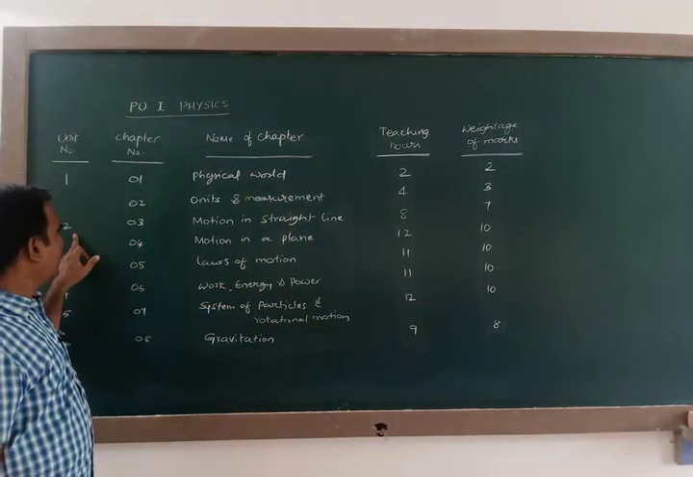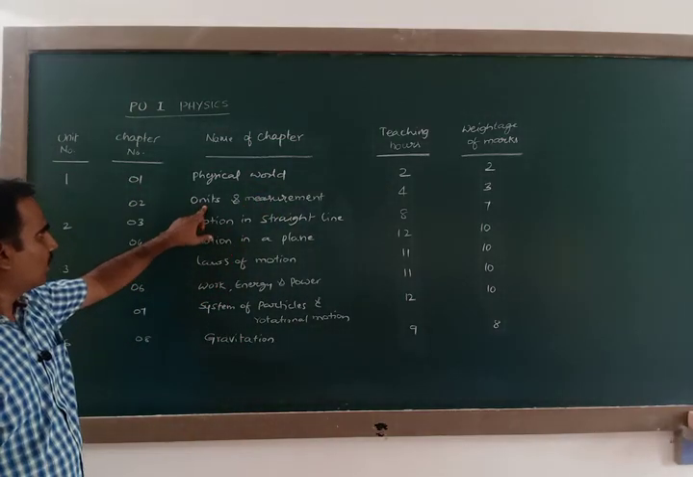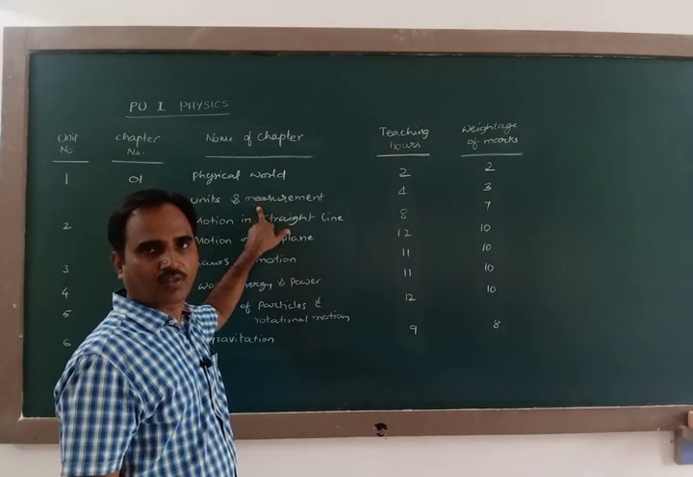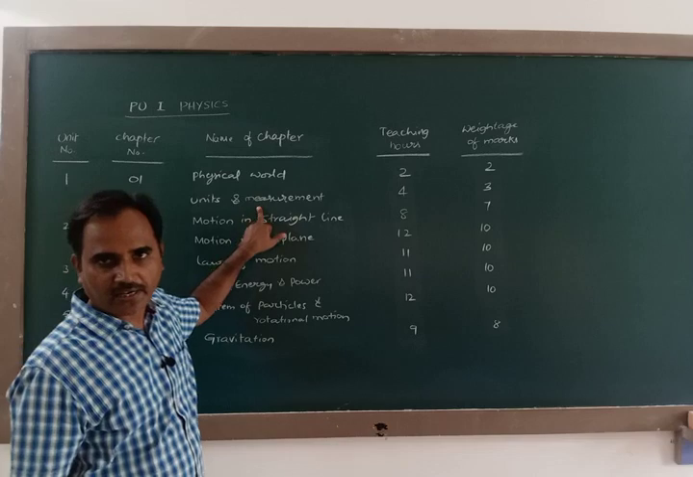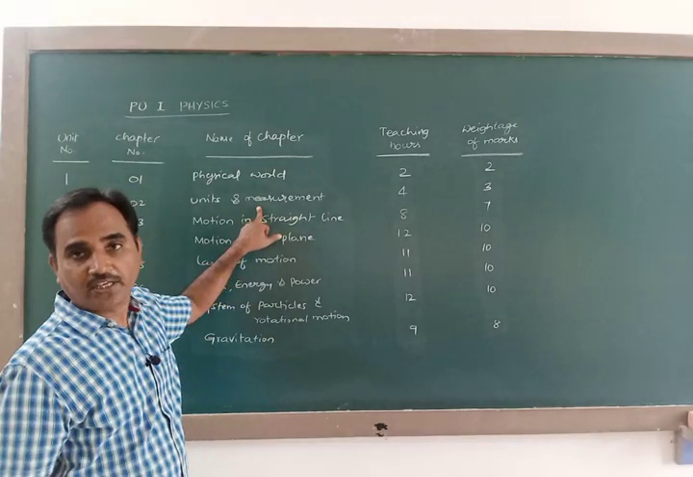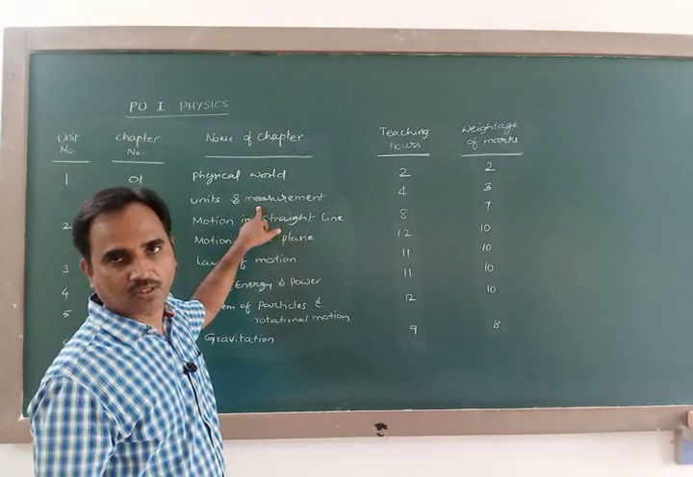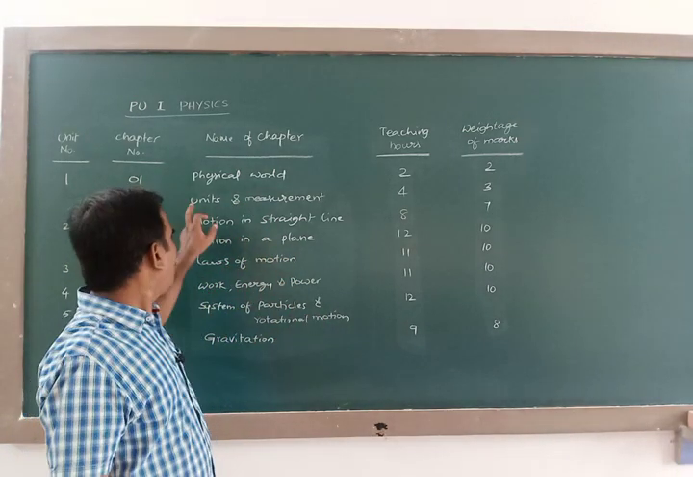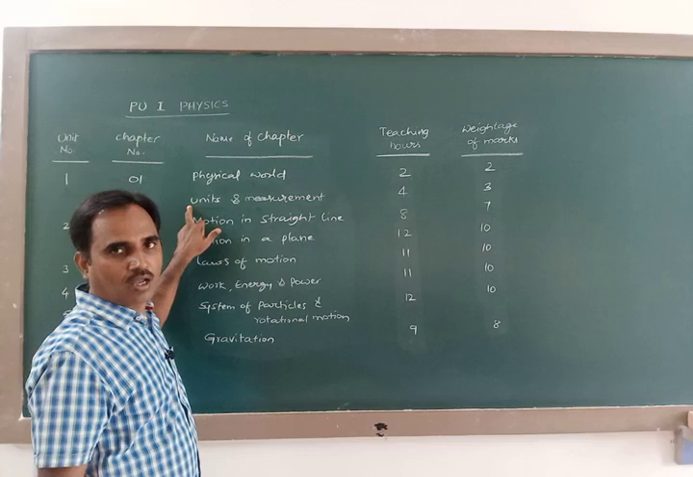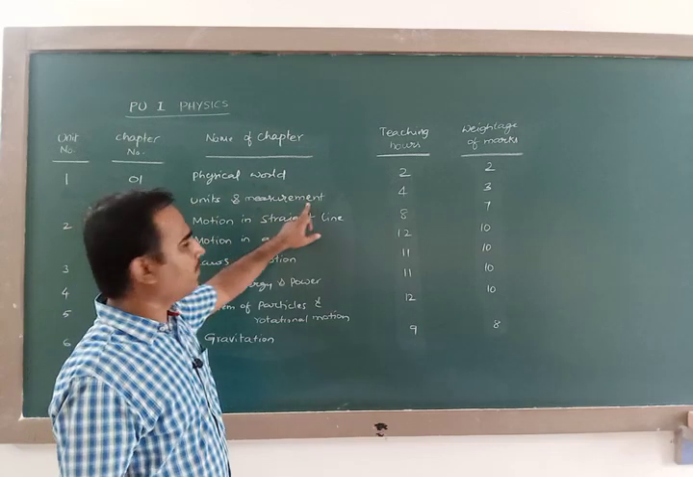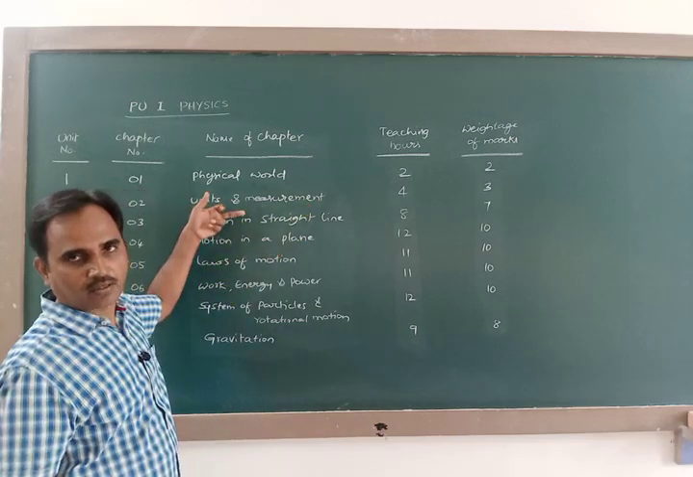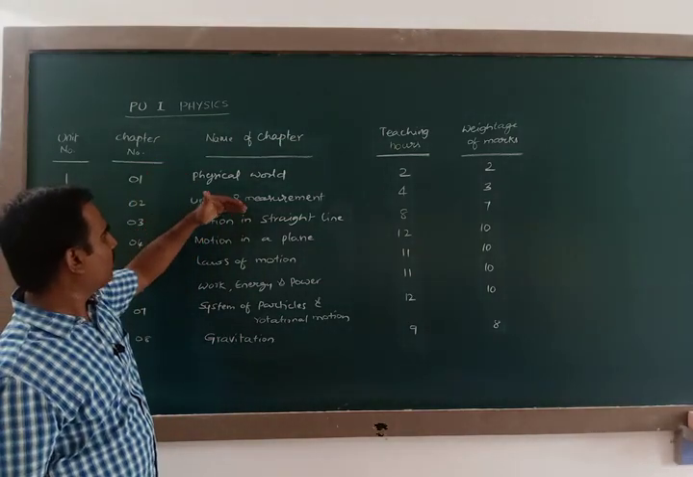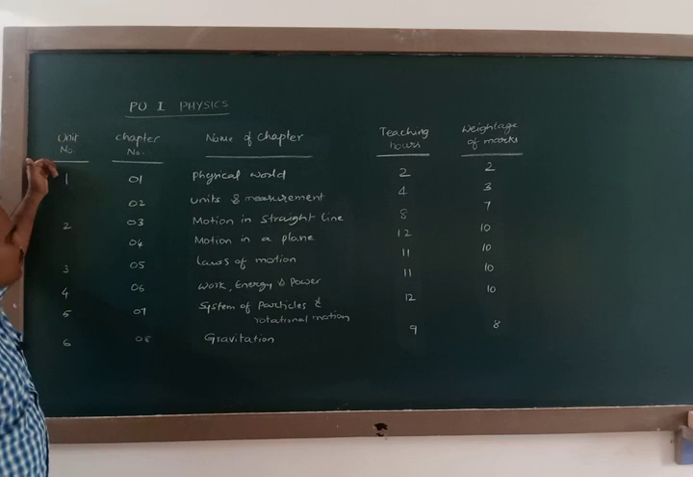Next, the second chapter is units and measurement. See, physics is a quantitative subject. It deals with measurements. Measurements have units. So what are these units and how to make these measurements, all those things you are going to learn here. So physical world and units and measurement come under the first unit.